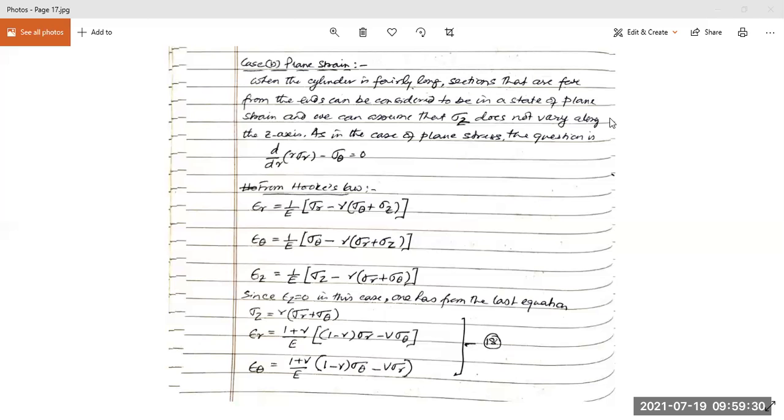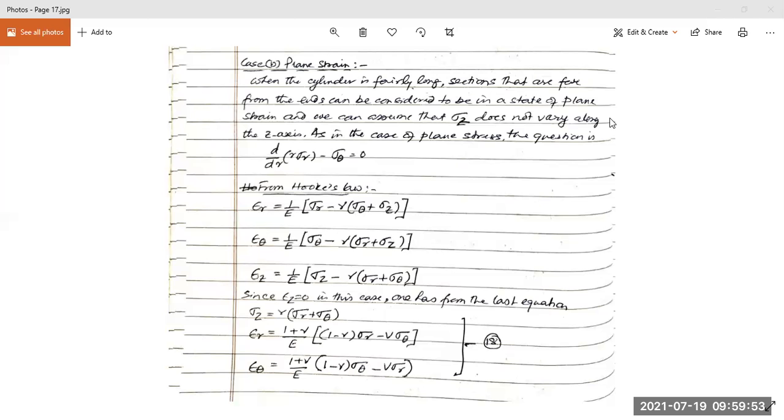So we have got three strains along the radius, circumference, and longitudinal direction. Now we know there is no stress in the longitudinal direction. There is almost no strain either, because the pipe, or cylinder, is too long.